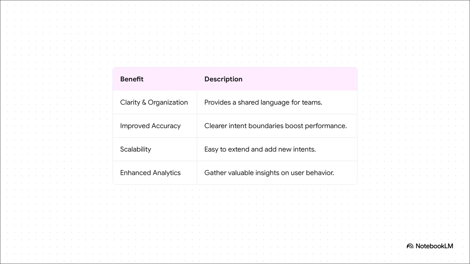First, you get clarity. Everyone on the team, from developers to marketers, is speaking the same language. Second, you get way better accuracy. Your AI actually understands what people mean, which leads to happy users. Third, it's scalable. As your business grows, your AI can easily grow with it. And finally, you get this gold mine of data. You can see exactly what your customers are asking for and where they're running into trouble.